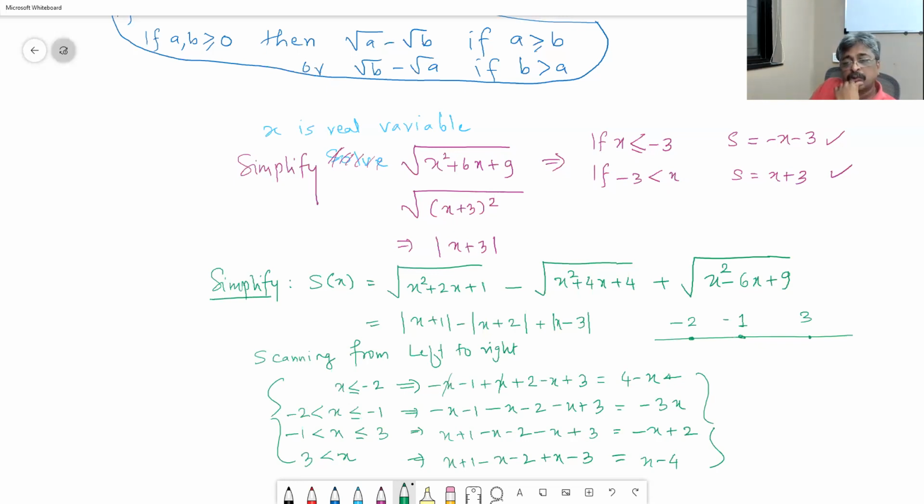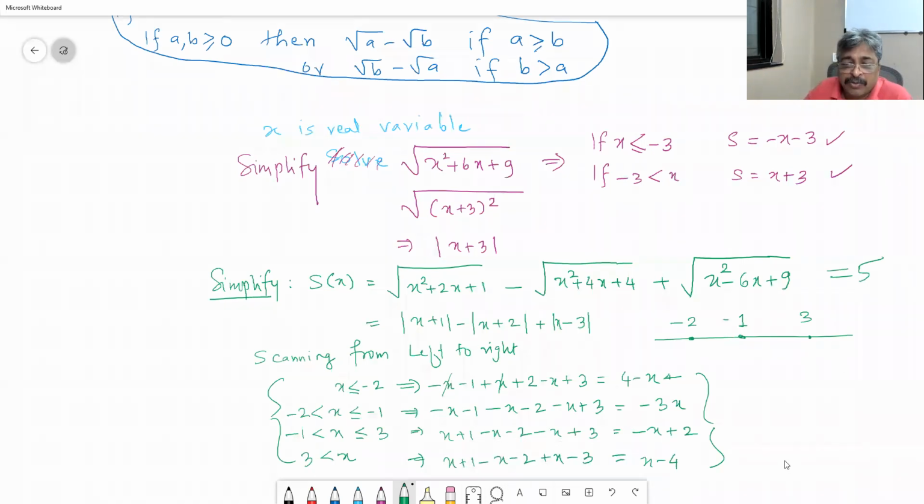Understood? So you can sketch. By doing this analysis, you can sketch this graph. And after sketching the graph, if I ask you to solve this is equal to 5, then I have sufficient time to sketch the graph and complete this problem itself. So let us complete this problem.